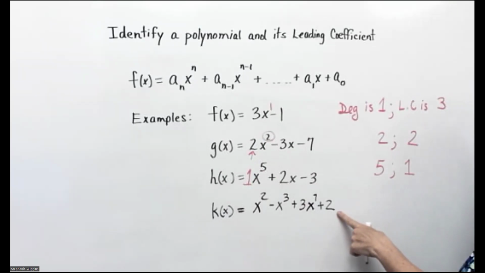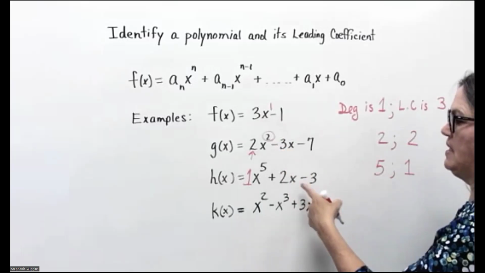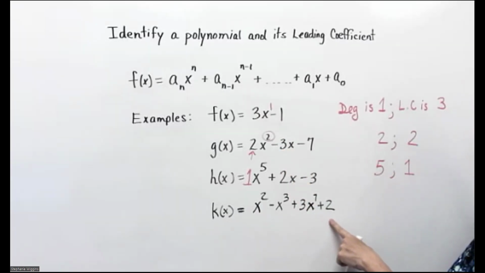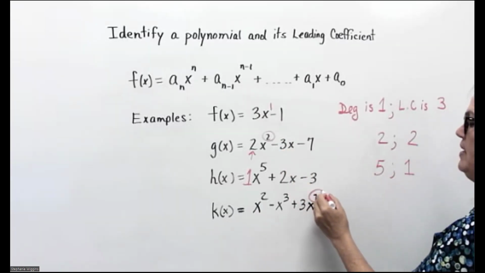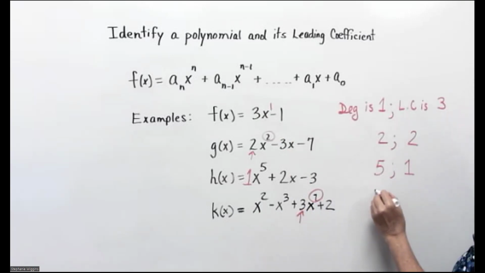Now, this one, notice, is not in descending order. The previous polynomials are all in descending order, but here, the highest power is 7, and so the leading coefficient is 3.